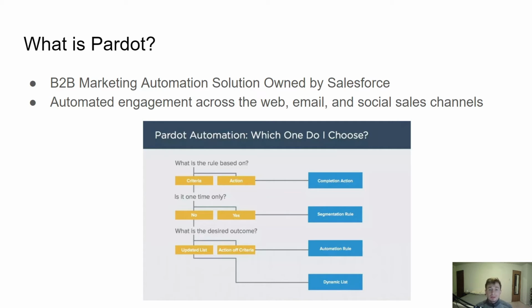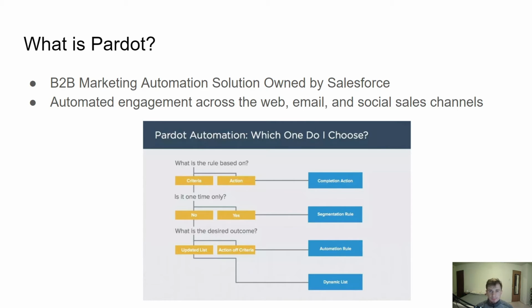What is Pardot? Pardot is a B2B marketing automation solution owned by Salesforce. Automated engagement across the web, email, and social channels. So what does this all mean? It means that Pardot is basically optimizing interactions with leads. One of the main goals of Pardot is to get the right emails to the right people at the right time, or the right touch points to the right people at the right times, using advanced analytics and a whole host of other things.